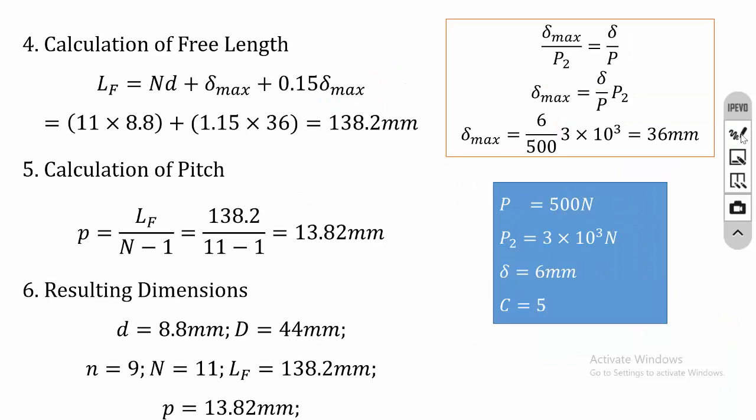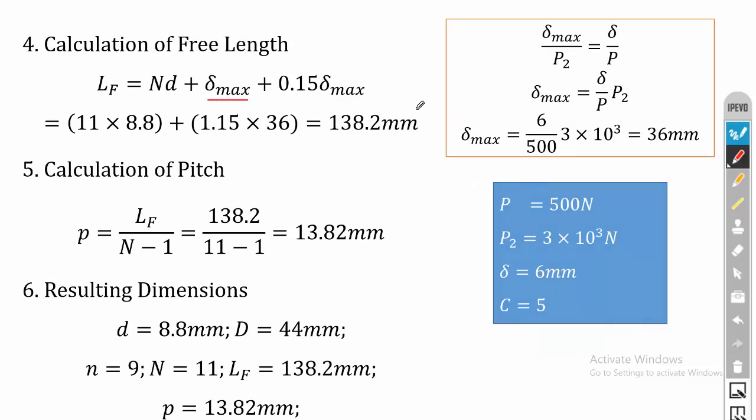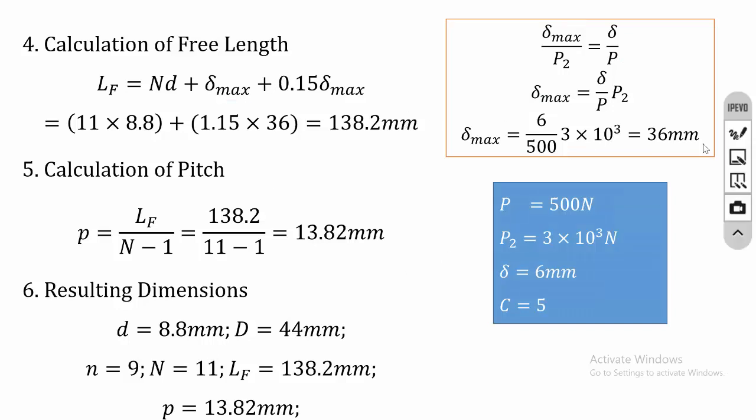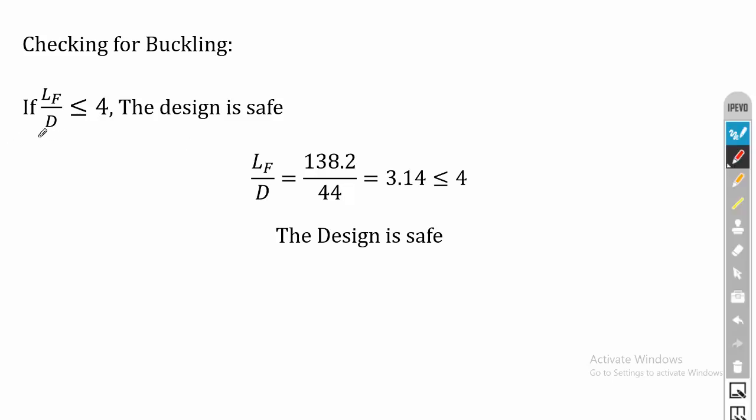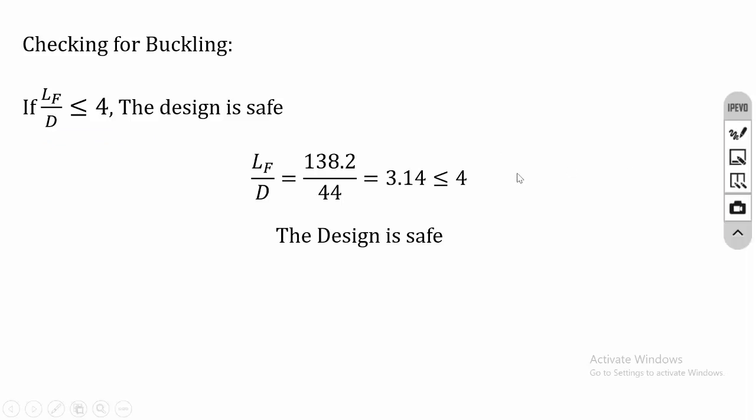Then for calculating the maximum deflection, we have to calculate the del max. Remember that del max divided by P2 is equal to del by P. To calculate del max, you can substitute the remaining data. Del max is the maximum deflection. Finally, for checking the buckling, the LF divided by D should be less than or equal to 4. So this is how we have to approach the problem when the load range is given, that is, when two loads are given.